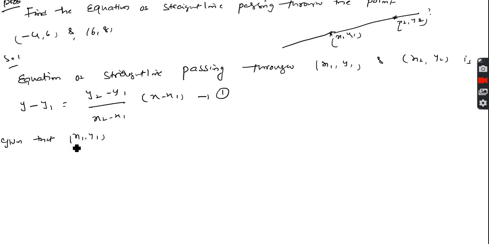x1, y1, what is that x1, y1? The first point is (-4, 6). And x2, y2, what is that x2, y2? It is (6, 8). And we need to find this straight line.